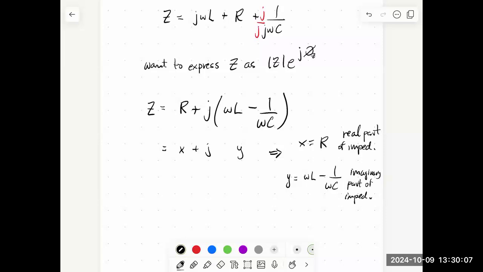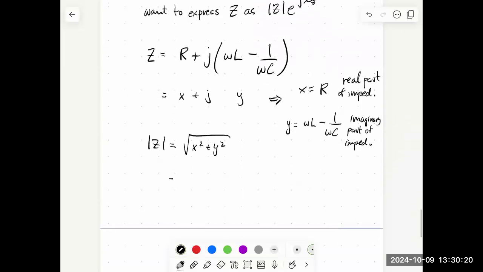Well, we said I could write the magnitude of a complex number as the square root of x squared plus y squared. Let's see what that looks like. x is just R, so we get R squared plus y squared. y is omega L minus 1 over omega C, squared.